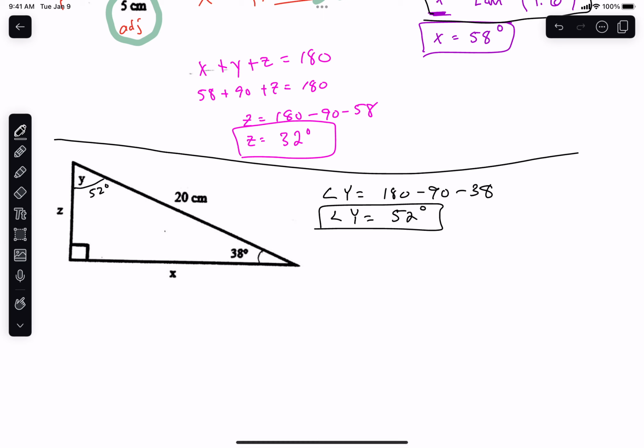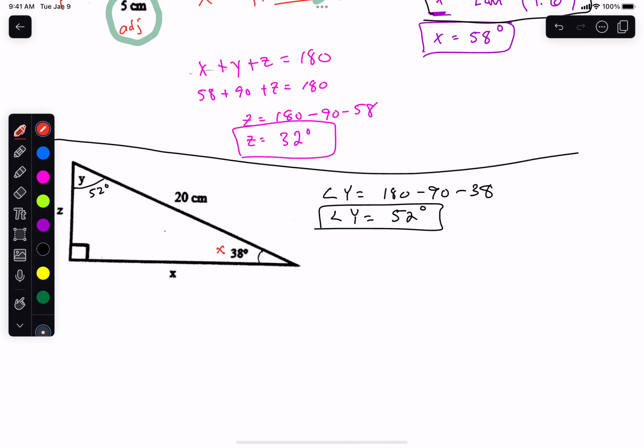So 52 degrees. And now here's the tricky bit, because we can't use Pythagorean theorem right now, can we? I don't have two side lengths, which means these trig ratios that we've been looking at, maybe you have a misconception that they can only be used to solve for angles. You can use them to solve for side lengths too. Okay, so here's my angle of interest. I'm standing here at 38 degrees. I look across and see what?